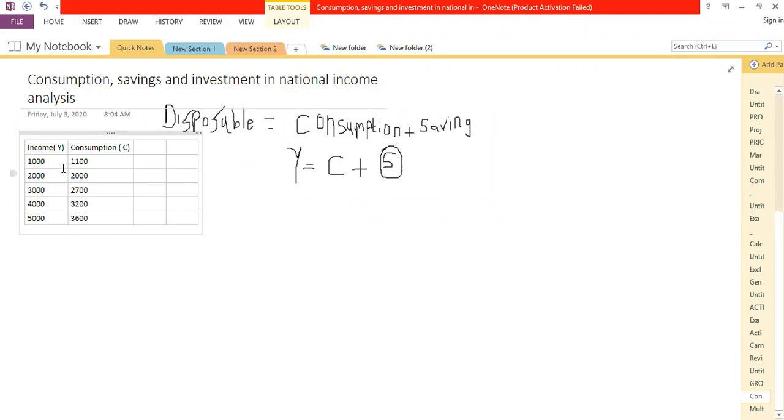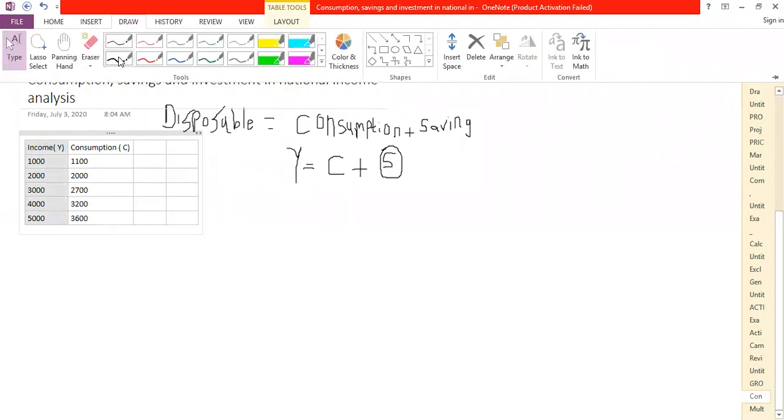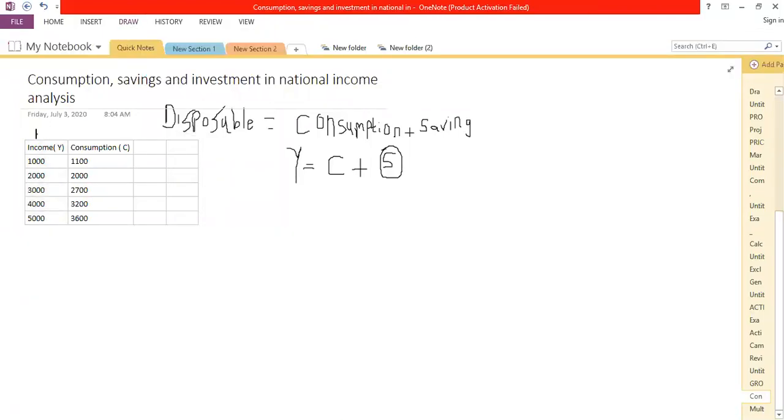Let's evaluate the relationship between these two variables. We observe that Y being our independent variable, we are depending on the level of the income. This is our independent variable in the nation. The consumption is depending on this level of income, so we call it the dependent variable. It changes with a change in the level of the income. It is dependent on the level of the income.